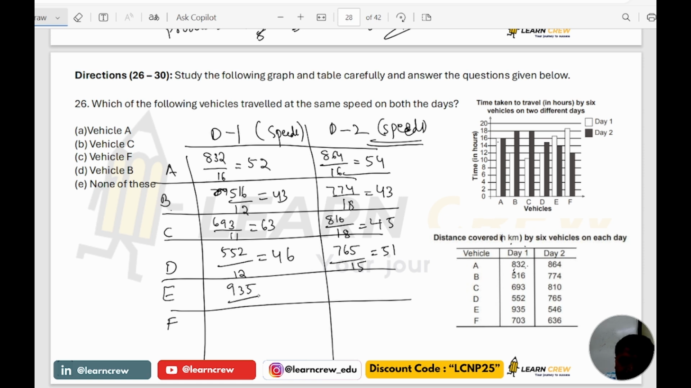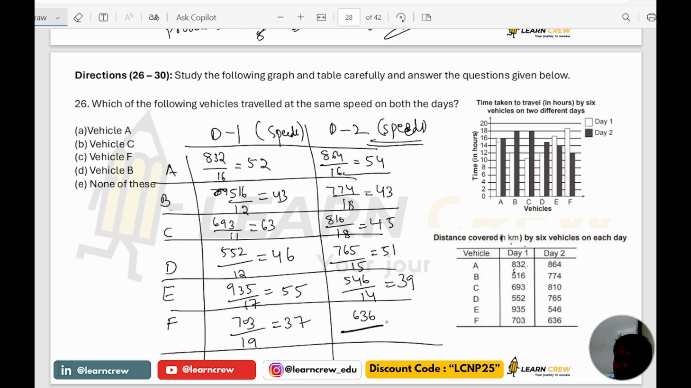935 divided by its speed 17 is 55. Similarly, E on the second day, 546 divided by its speed 14, which is 39. Similarly, for F on the first day, 703 with speed 19 gives 37. For F on the second day, the distance is 636 and the time taken is 12, so the speed is 53 kilometers per hour.